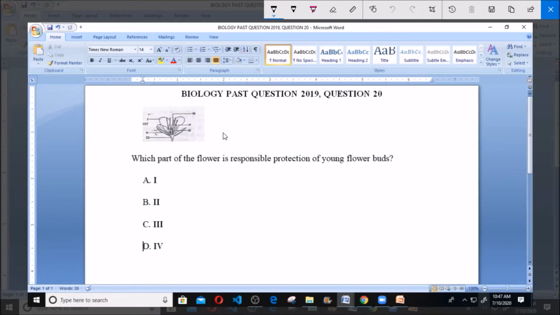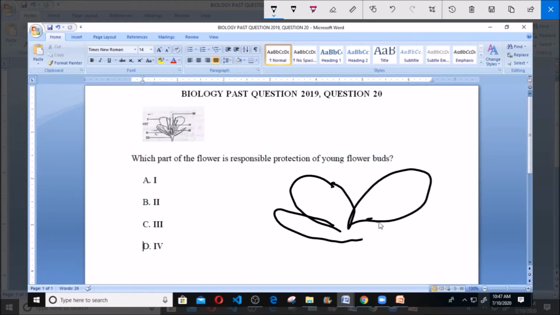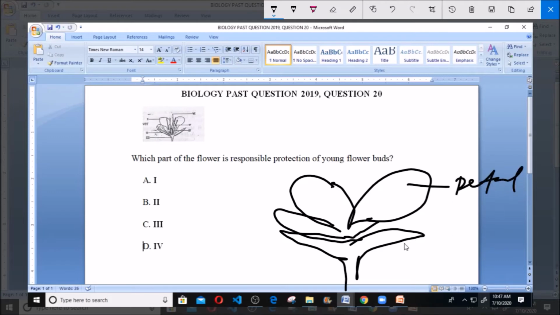Now, let's give a little sketch of the flower just as it is here. We have something like this. Then we have something like this, and this is the petal. This place is the sepal.